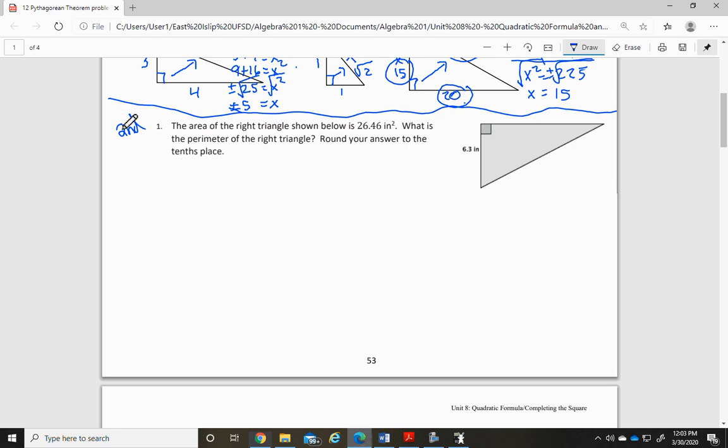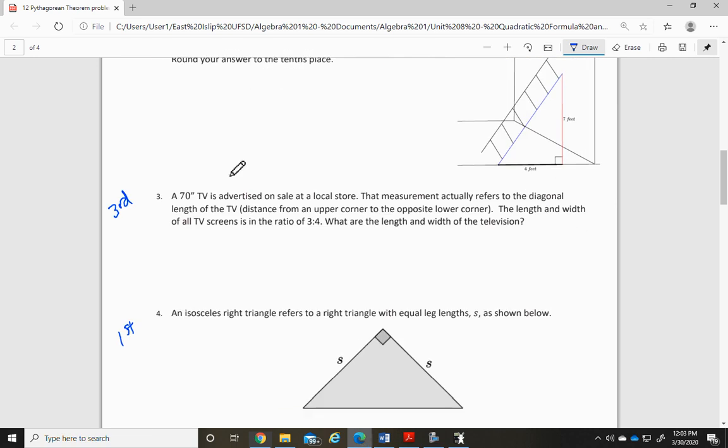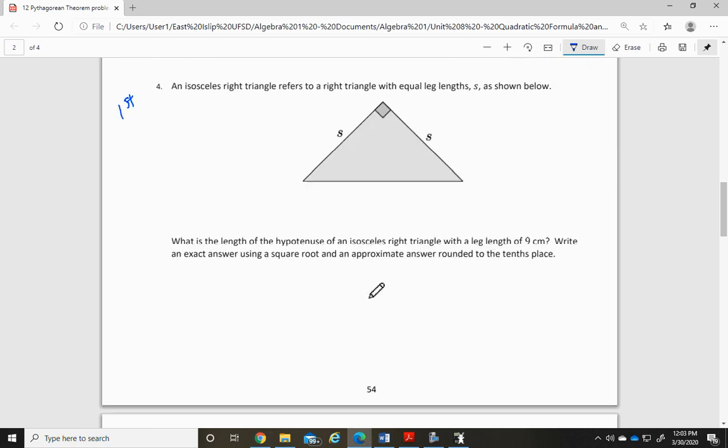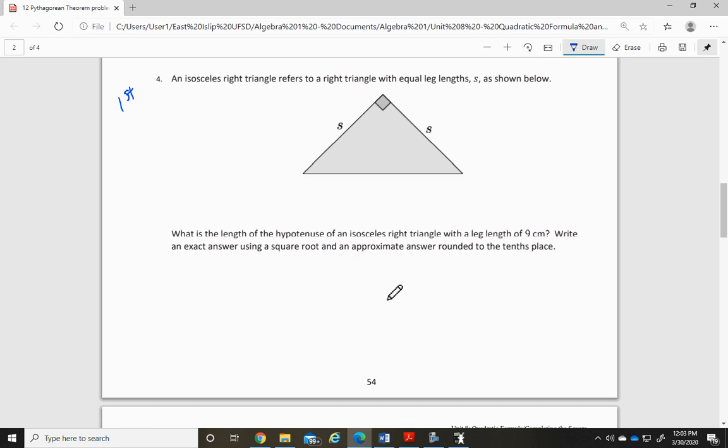So I have an order that I'm doing these problems. We'll do number 1 second. We'll do number 4 first. So this is a right triangle because it's noted with that box in the corner. Remember, the sides that make the right angle are called your legs, and the side across from the right angle is your hypotenuse. So I can call one of the legs A, another leg B, and the hypotenuse is always called C. So this is an isosceles right triangle. Isosceles means 2 of the sides are the same.